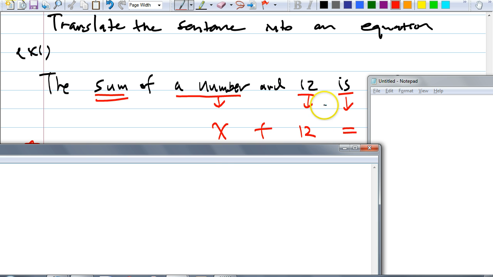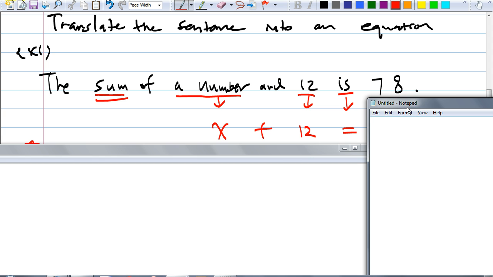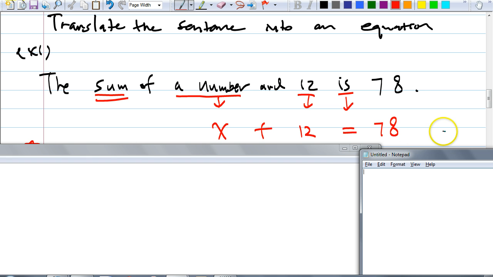Now, how do we translate 78? 78 translates as 78. Translating numbers is really easy. So it says the sum of a number and 12 is 78. Do I need to solve it? You don't need to. Do we know how to solve it? Yeah, but you don't need to do that right now. We're going to ask you to do that very soon.